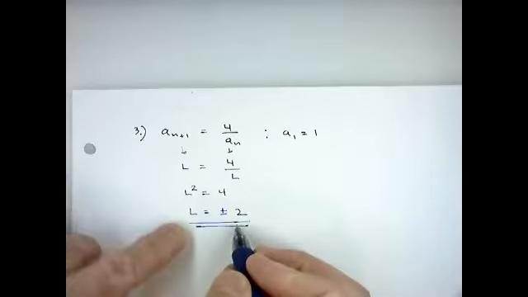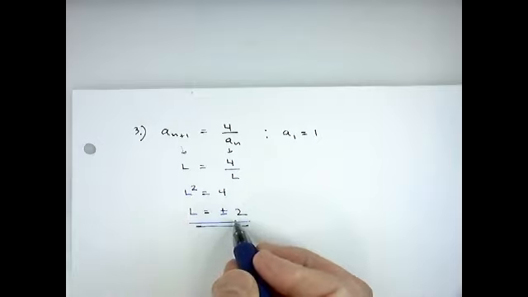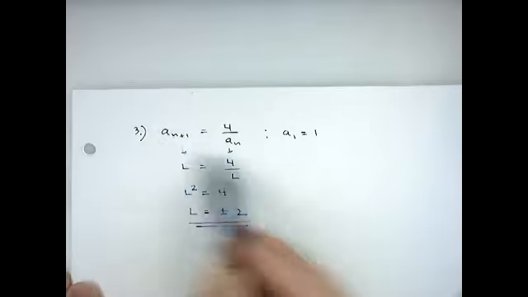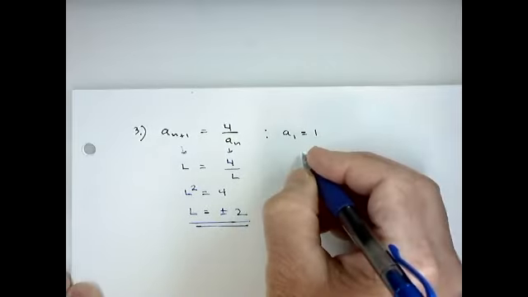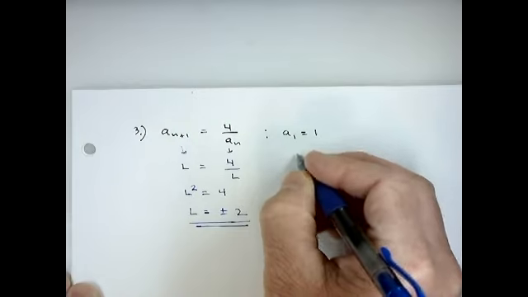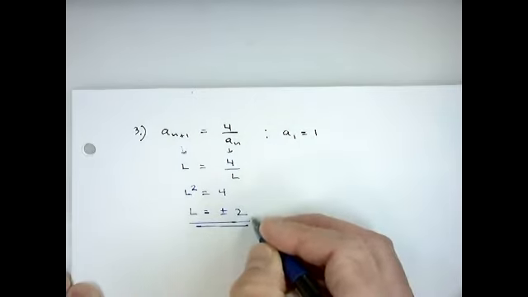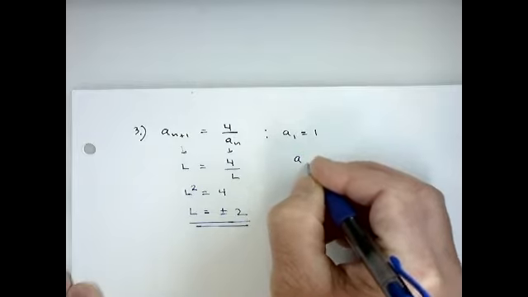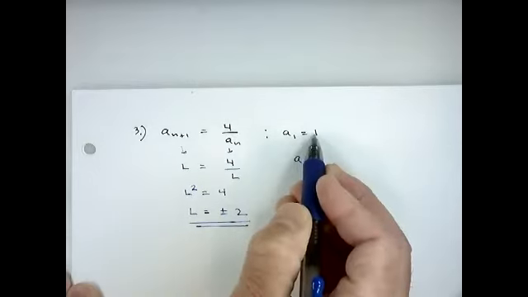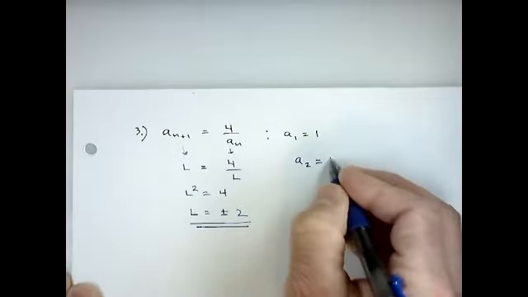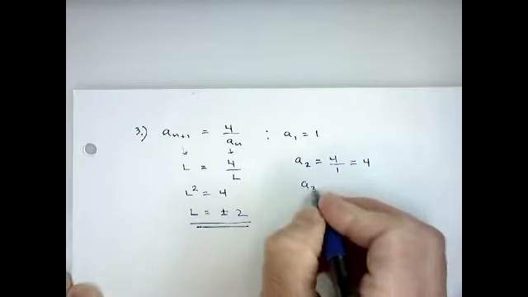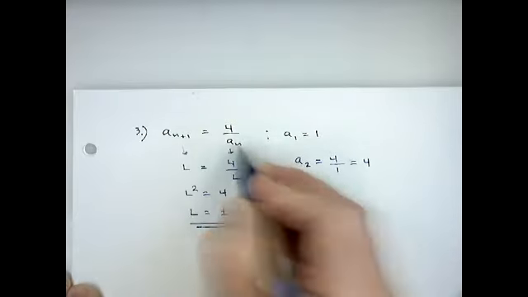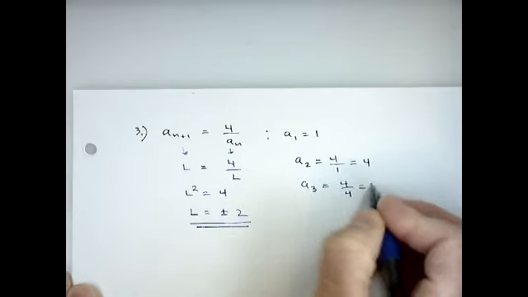Now here's the thing with fixed points though. They only give you candidates for what this sequence would converge to. If it converges, it would have to converge to either 2 or negative 2. But I say if it converges. So you have to collect some data to figure out if it is going to converge to one of those numbers. So let's try it. If a sub 1 is 1, to find a sub 2, I'm just going to put that in for a sub n. So I'm going to get 4 over 1. A sub 3, I would put the 4 right back in there. I get 4 over 4, which is 1.